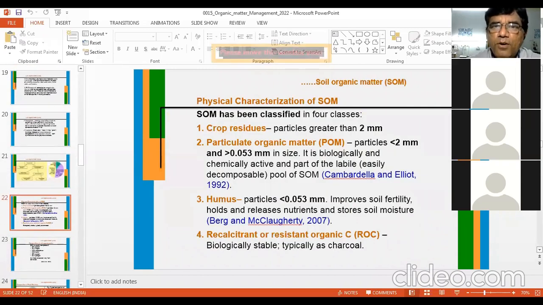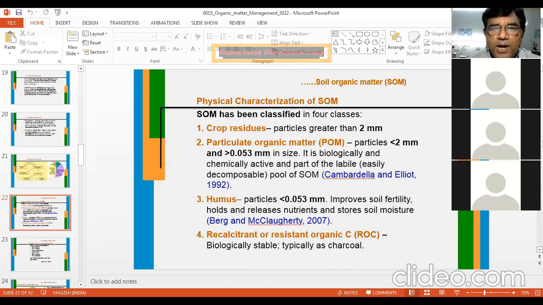Now, physical classification of soil organic matter is also there. How it can be classified physically. So you can see here, crop residues are freshly added material and particles greater than 2 millimeter. Then particulate organic matter, POM, particles less than 2 millimeter. And this is good for students of non-soil science. Soil science students might know it, but students from agronomy, WST and other disciplines should know that particulate organic matter means particles less than 2 millimeter and greater than 0.053 millimeter. Between this range, it is biologically and chemically active and part of the labile, easily decomposable pool of soil organic matter. Then the third part is humus.